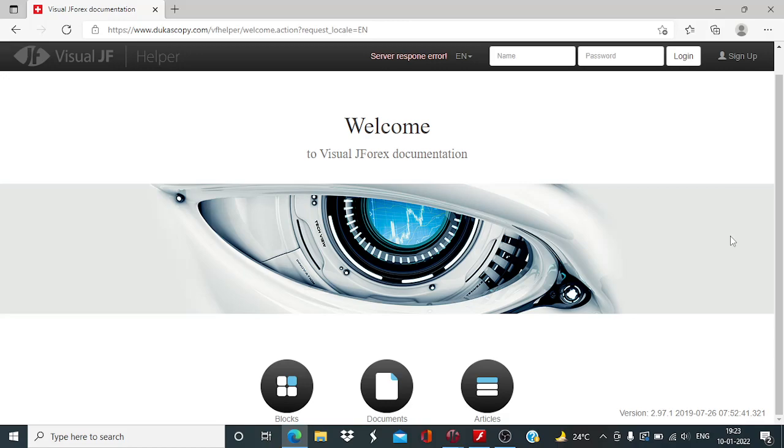Myself Vaibhav. In today's session of Visual JForex, we'll be starting afresh with a new indicator. We will see how we can use the Fibonacci pivot point for defining and designing a logical formation to develop a system to trade profitably in the financial markets. So let us get started.